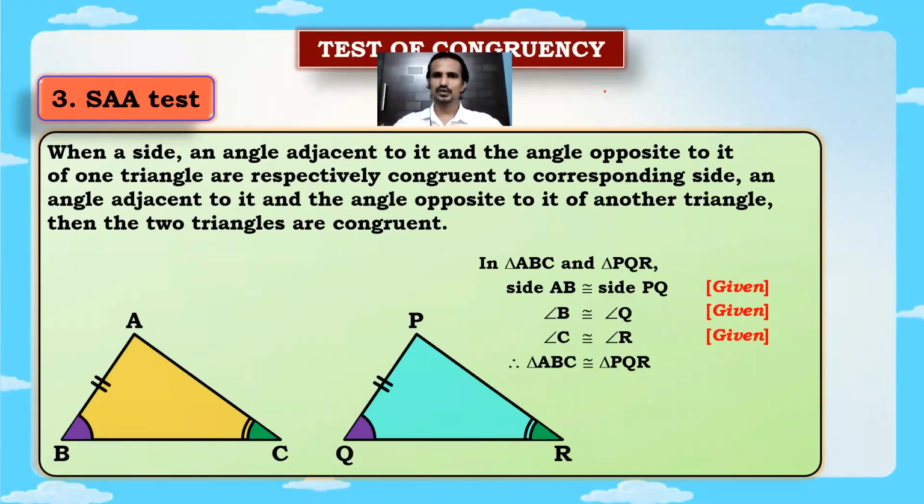So that's how we apply the test. Whenever we are applying the test, it is all from the figure. You have to always distinguish between SAA and ASA. In ASA the side was between the angles. Here the side is not between the two angles. Here we have one adjacent and one opposite angle, and in ASA both were adjacent angles. If both are adjacent angles, then ASA; if only one is adjacent, then SAA.